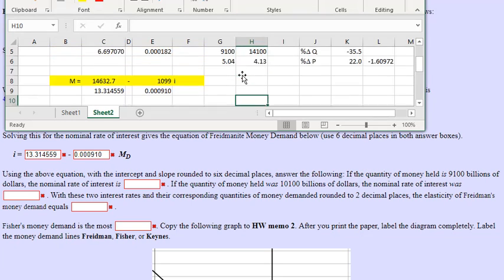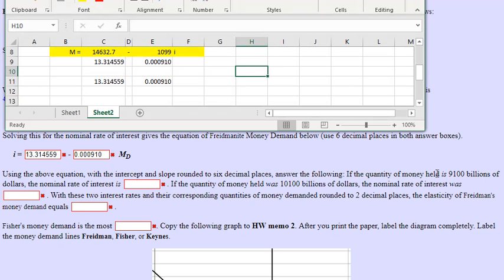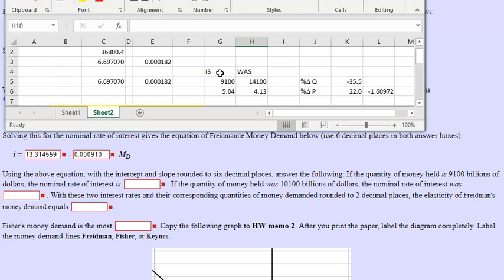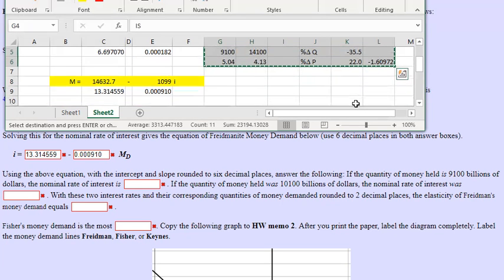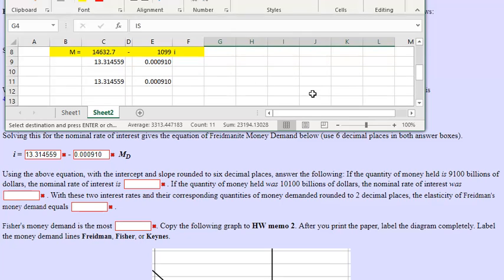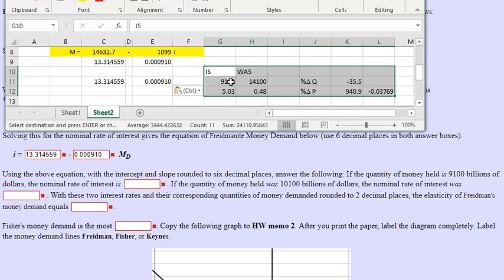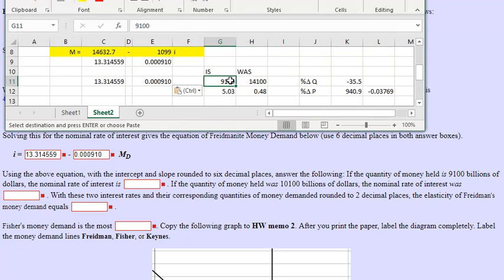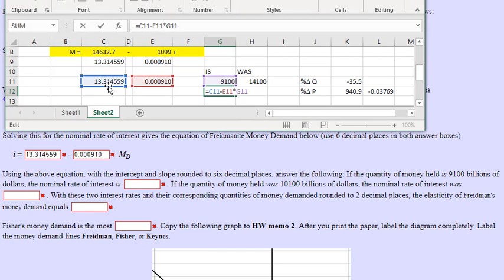Okay. And then down here if the quantity of money is 9,100, so I'll copy this. If the quantity of money is 9,100, I want to know what the nominal rate of interest is. So I have C11, which is this value here, minus the slope, this value here, times the 9,100, right? And I hit enter.